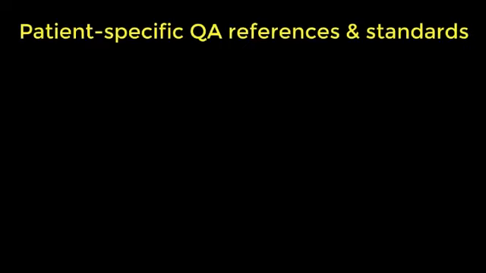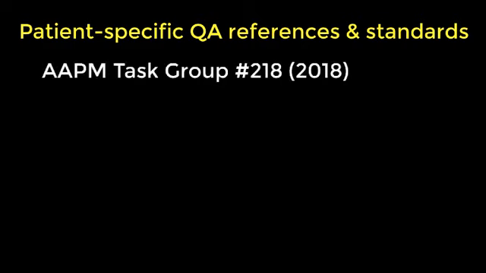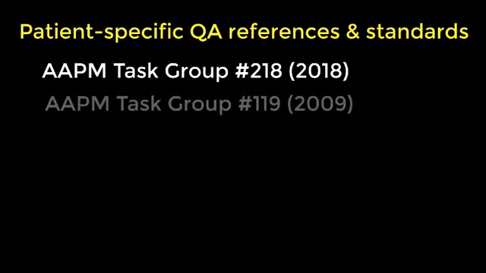Now that we've talked about patient-specific QA, I'd like to talk about some of the references and standards that go behind this. The most recent report is Task Group 218 from AAPM. That was published in 2018. It talks about the methods for IMRT QA and the tolerance limits for tests. And by the way, the links here in the video should be clickable if you're viewing with the right player.